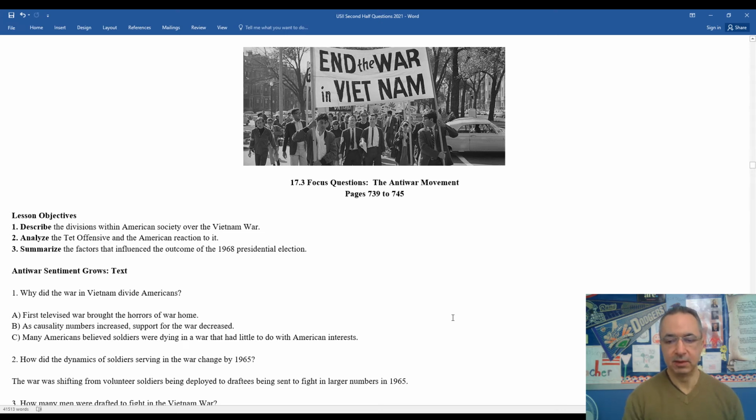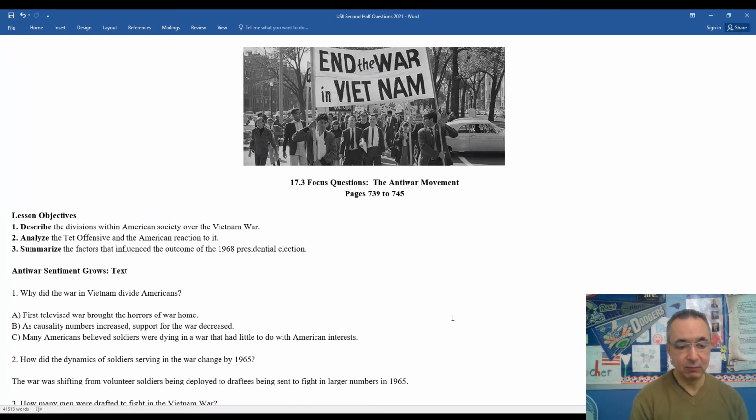Time to take a look at 17-3, the anti-war movement. As the Vietnam War continued on through the late 60s into the 1970s, obviously the discontent amongst those living in our country became greater and greater. As we're going to see today, the protest movement is really going to take hold, especially on college campuses across the country.